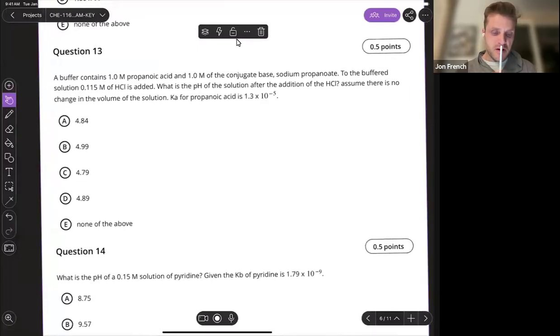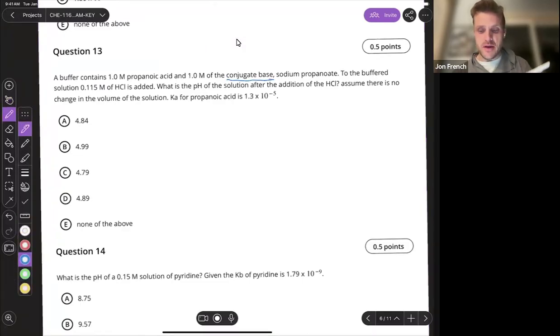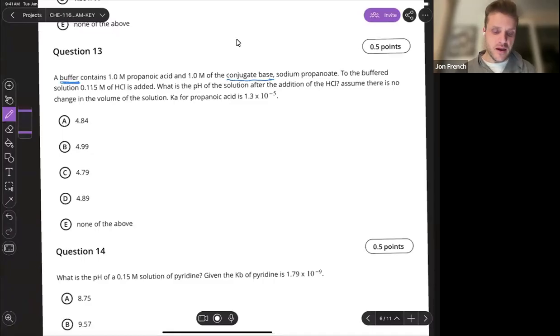All right, question 13. A buffer contains 1 molar propionic acid, 1 molar sodium propionate, which I identify in the question as the conjugate base. So that tells us we've got a buffer question, right? Not only did it say a buffer, but we've got an acid, its conjugate base. To that buffer solution, I add HCl. So let's draw this out.